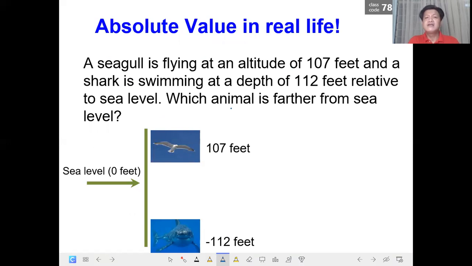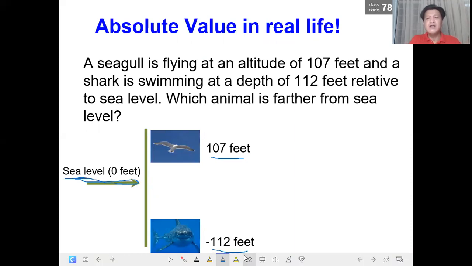A seagull is flying at an altitude of 107 feet and a shark is swimming at a depth of 112 feet relative to sea level. When we say relative to sea level, no, so nandito siya yung starting point mo. Andito yung 0, di ba? Okay, dito ka magsisimula. Which animal is farther from sea level? Kung nandito yung ating sea level, meron siyang 107 feet na distance magmula doon sa 0. Si shark naman ay negative 112 feet, yung distance niya from 0, kasi depth siya, di ba?